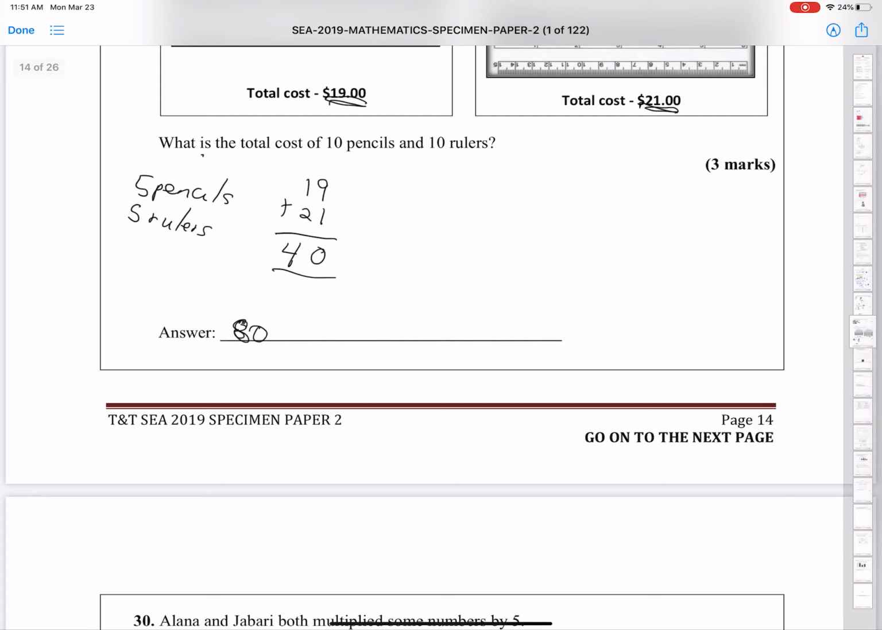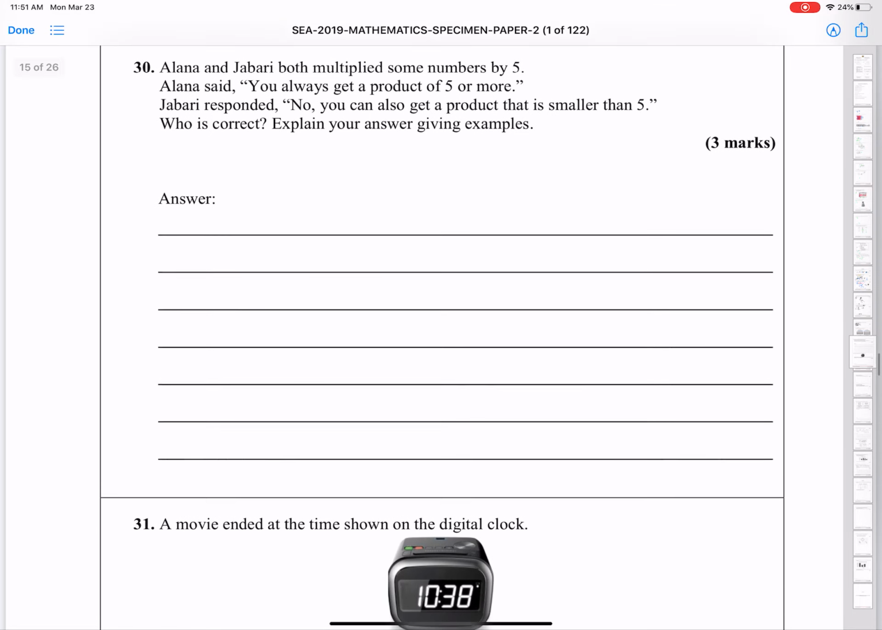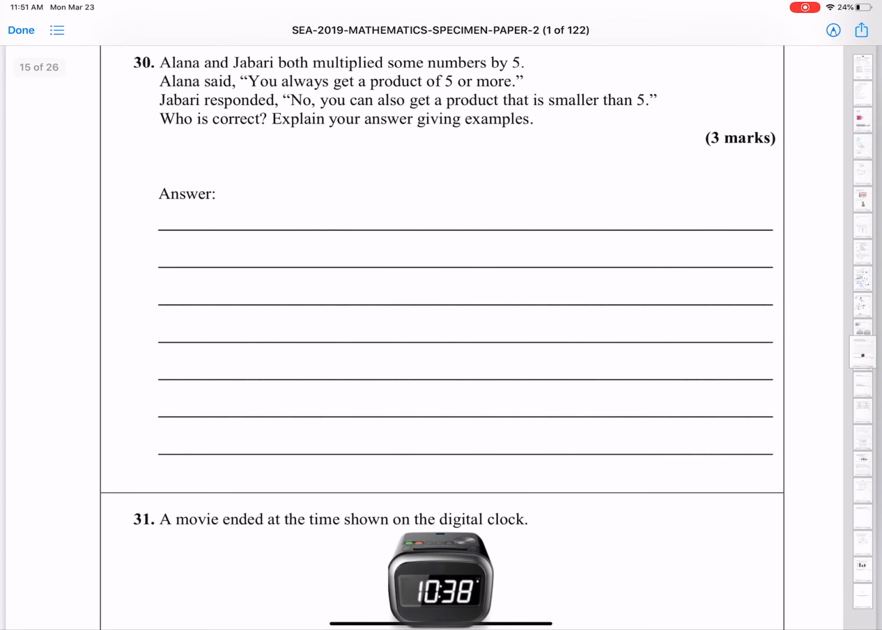Number 30. Alana and Jabari both multiplied some numbers by 5. Alana said, "You always get a product of 5 or more." Jabari responded, "No, you can also get a product that is smaller than 5." Who is correct? Explain your answer giving examples.